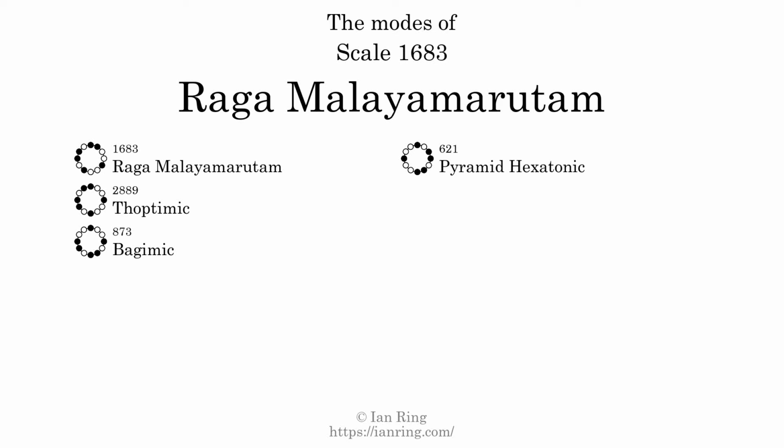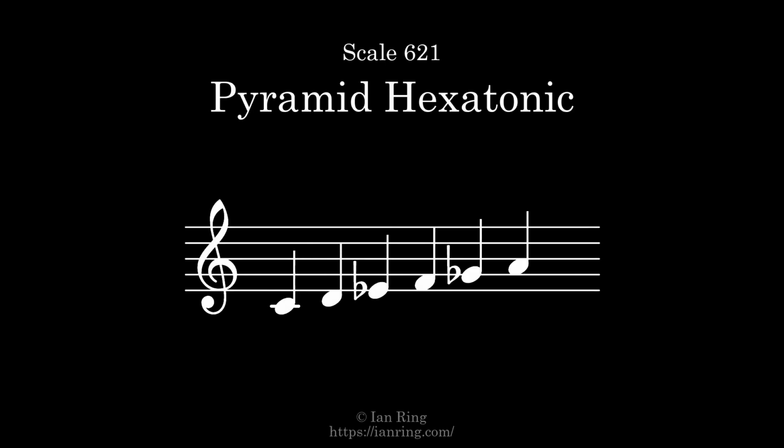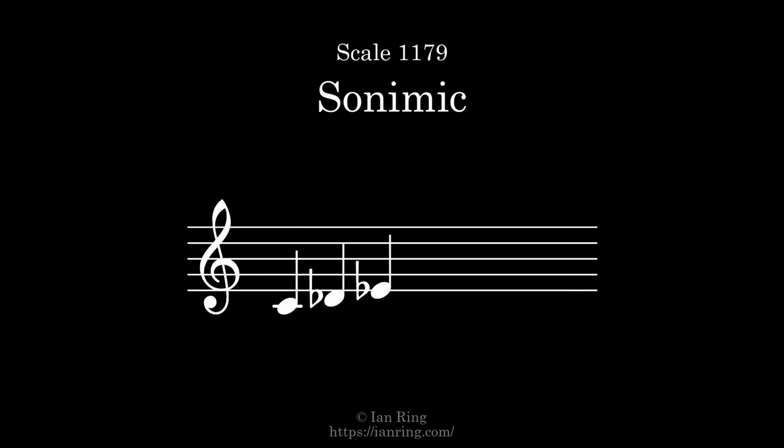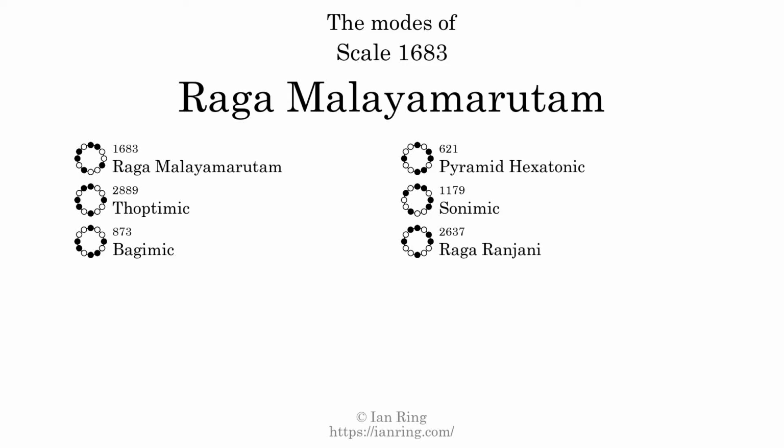The fourth mode is scale 621, also known as pyramid hexatonic. It sounds like this. The fifth mode is scale 1179, also known as synemic. It sounds like this. The sixth and last mode is scale 2637, also known as Raga Ranjani. It sounds like this.